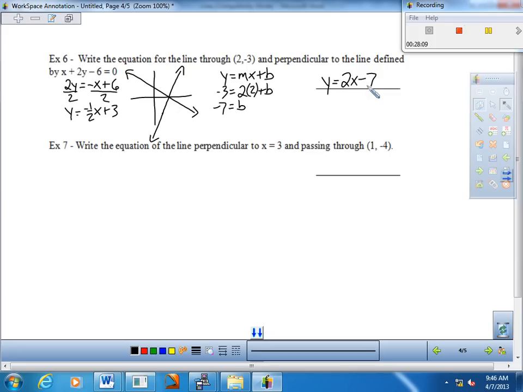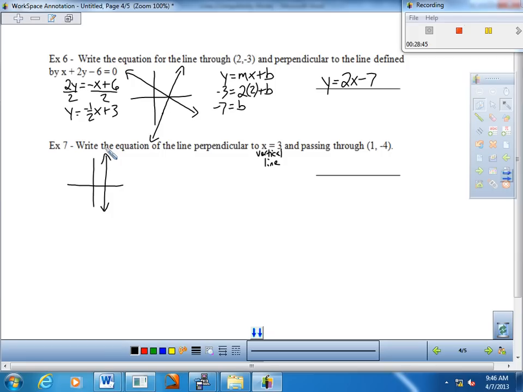Example 7. Write the equation of the line perpendicular to x equals 3 and passing through this point right here. Do you happen to remember what x equals 3 would produce on the coordinate plane? I'll write it here for us. It's a vertical line. So x equals a constant is vertical. Again, just to be visual, and then we can roll through this. There is x equals 3 right here. Go over x, 3, boom, vertical line.